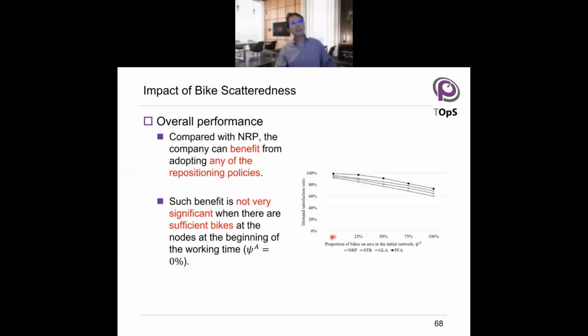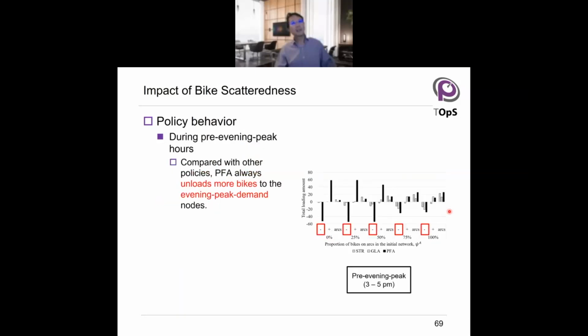But when it is 0%, meaning all the bikes are at the gathering points, we have relatively sufficient bikes to satisfy the demand. So with PFA, compared with the do-nothing policy and all the other policies, the gap is smaller. But when we have more and more bikes on the arcs, the gap is larger.